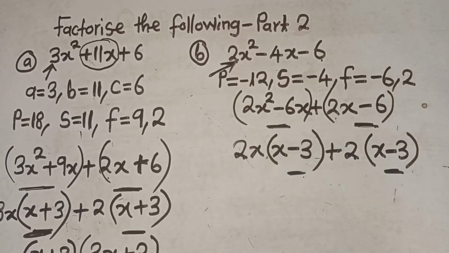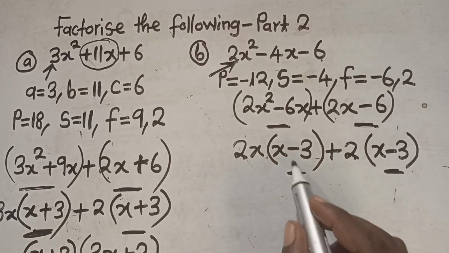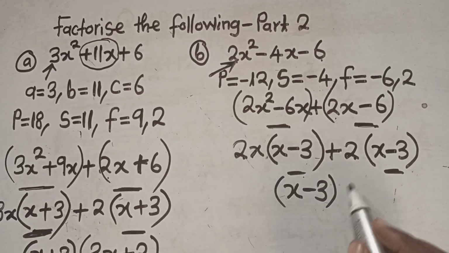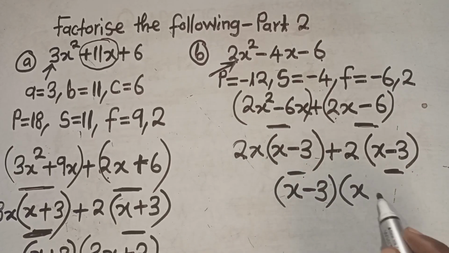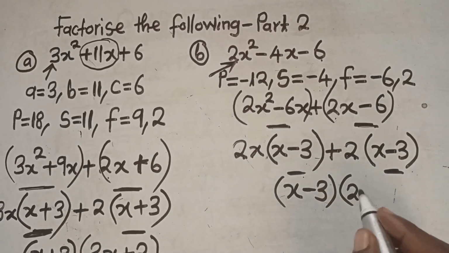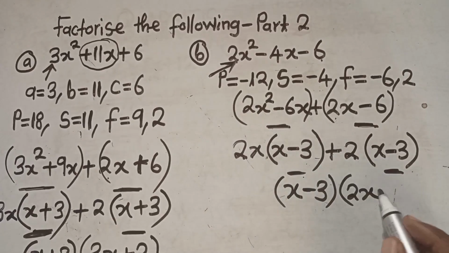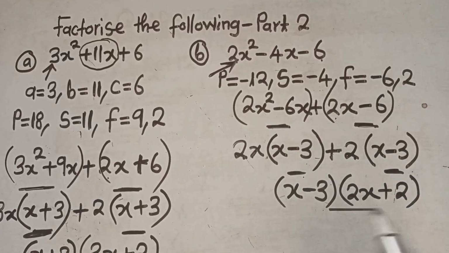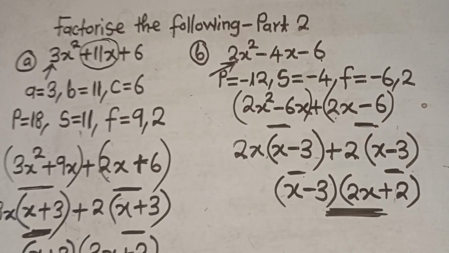Since you are doing the correct thing, then the last thing that you are going to do, just get one of these. This is x minus 3. Then you've got what? x. This is 2x. You get 2x. So that is 2x plus 2. 2x plus 2. This is what you're doing. So meaning that this is your answer. Have you seen? This is your answer. This is how you are supposed to work out these things.